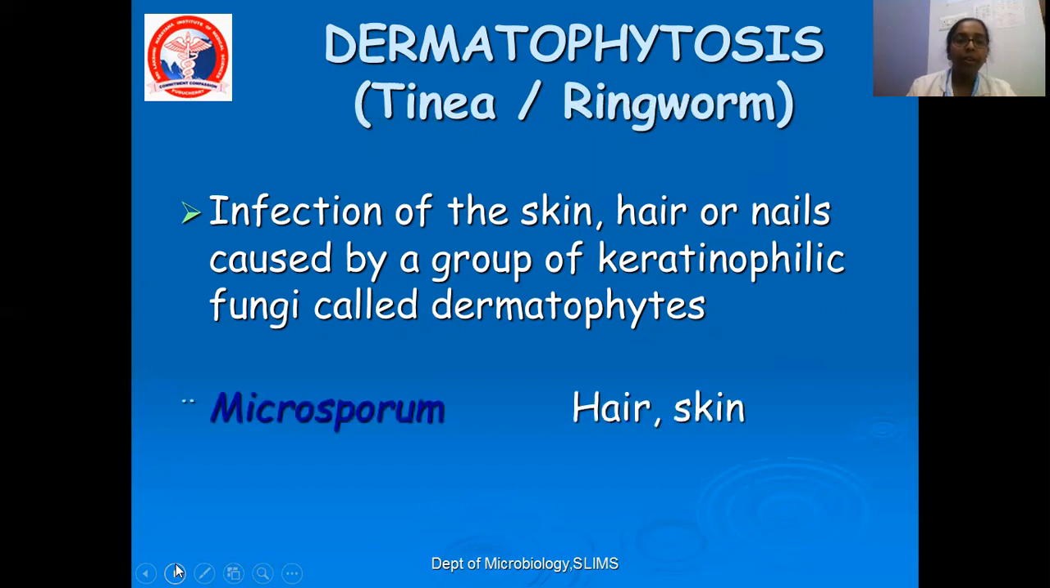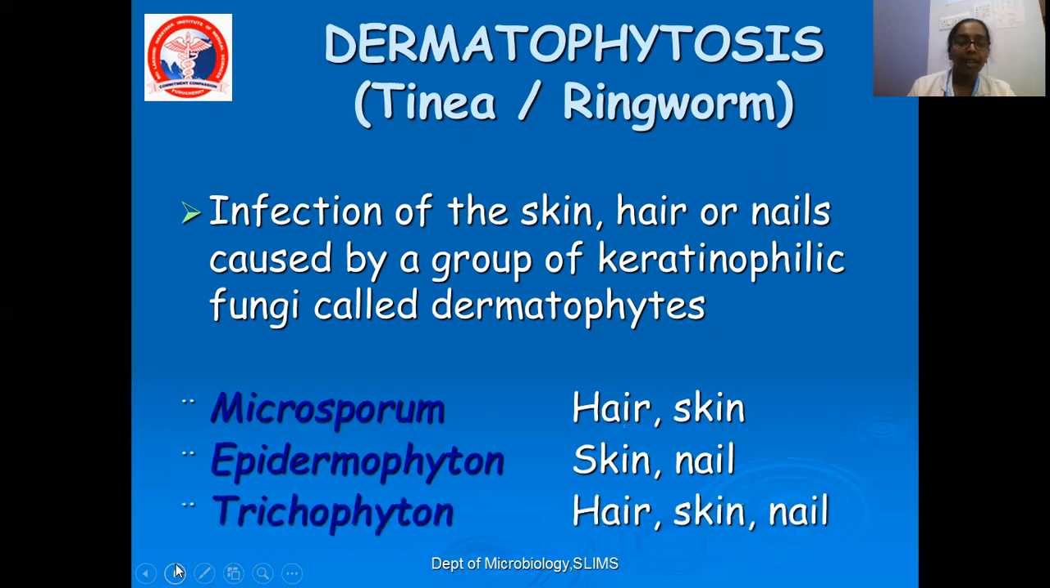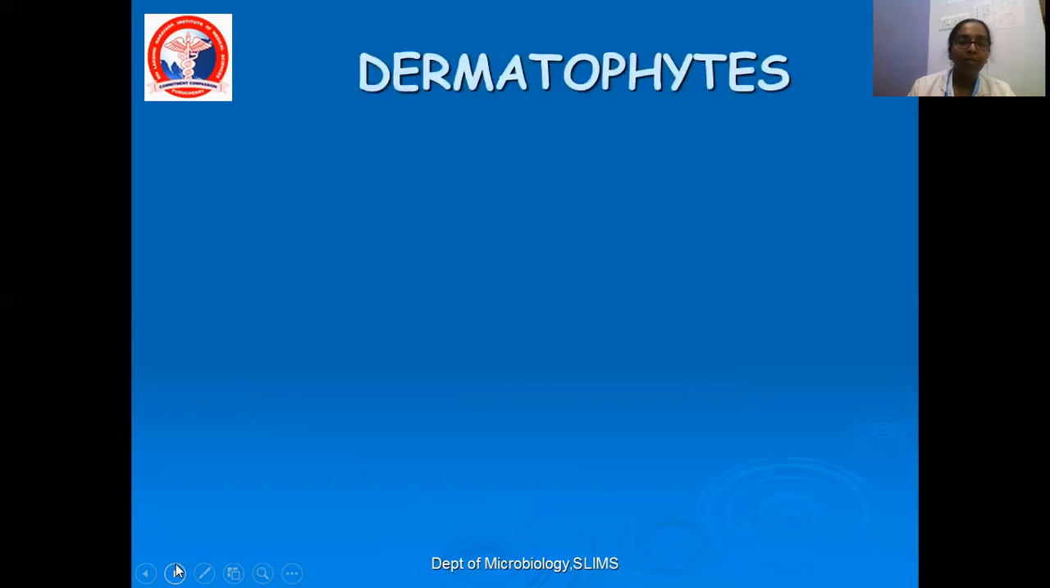Microsporum causes infection of hair and skin, Epidermophyton, skin and nail, Trichophyton, hair, skin, and nail. In Trichophyton, there are totally 24 species. In Microsporum, there are 16 species, and in Epidermophyton, there are 2 species, Epidermophyton floccosum and Epidermophyton stockdale. These are the common species.